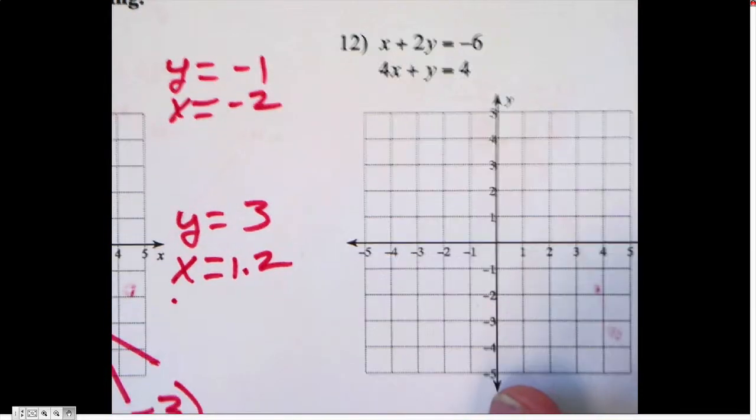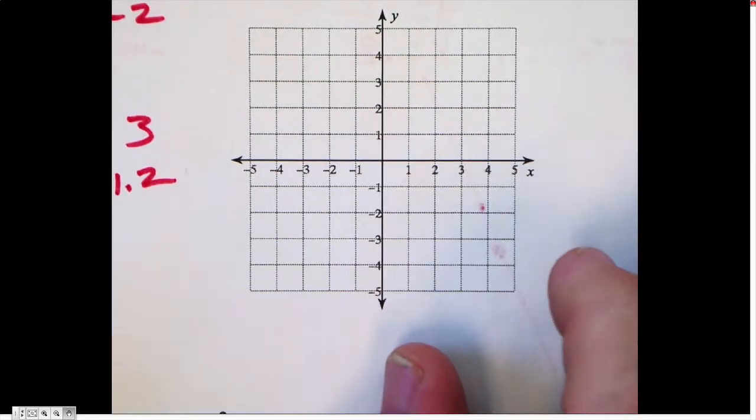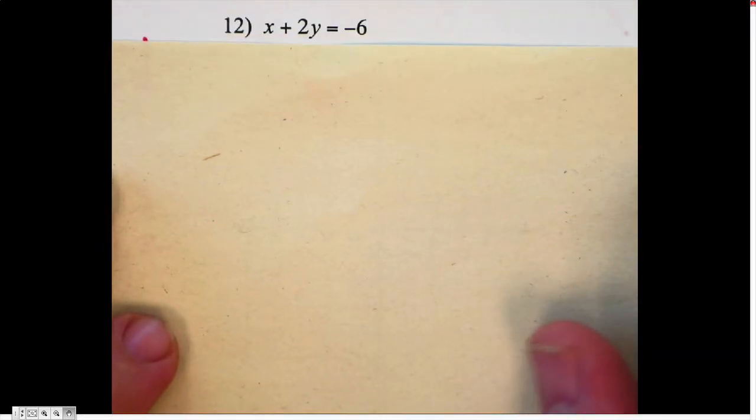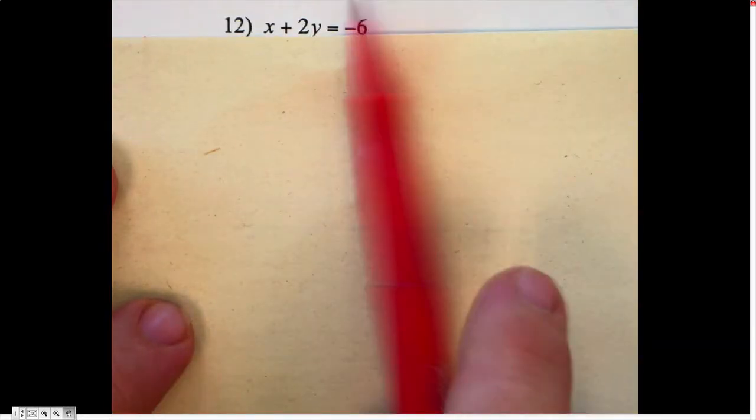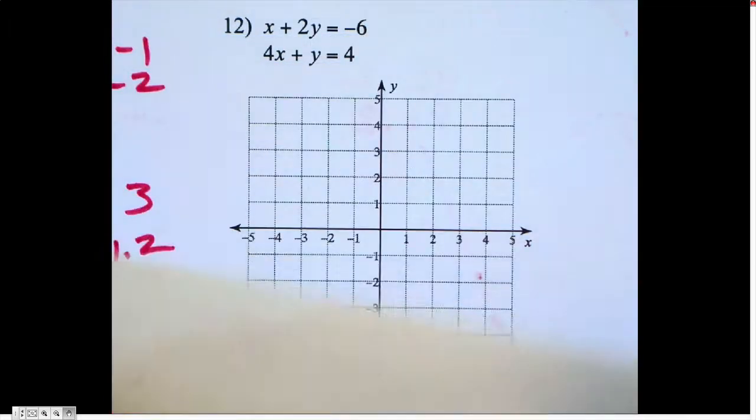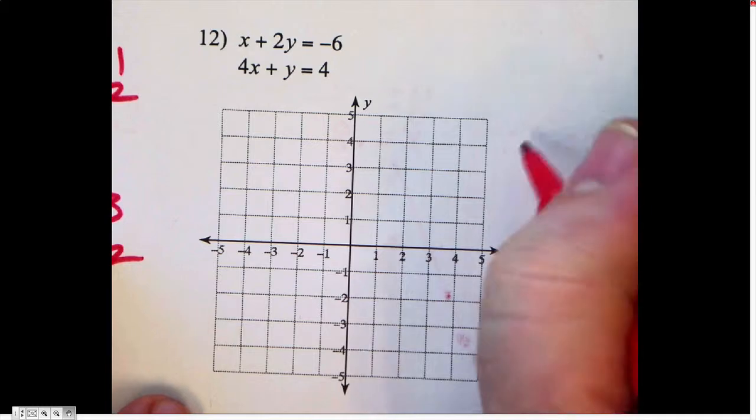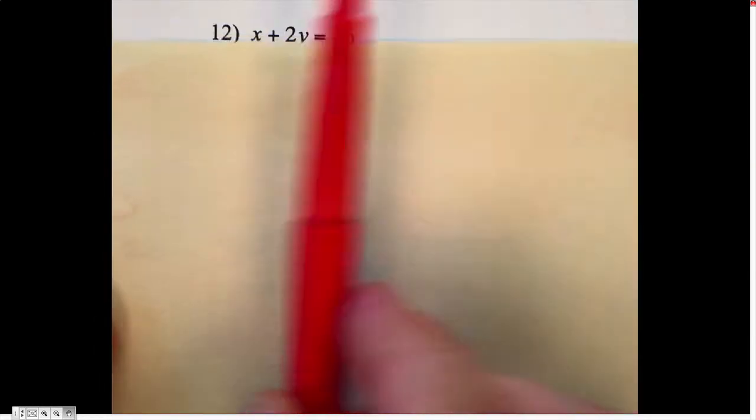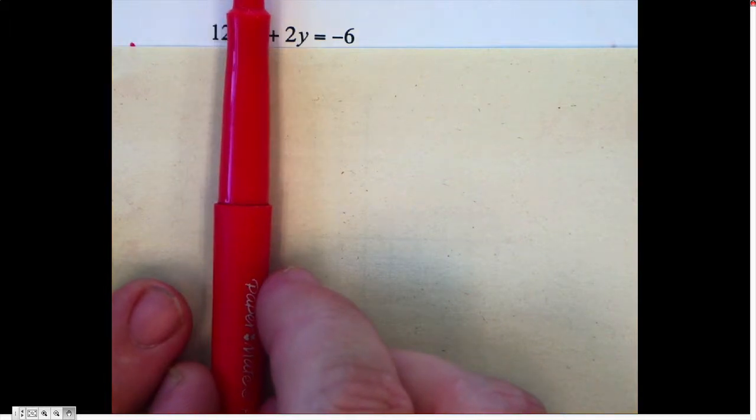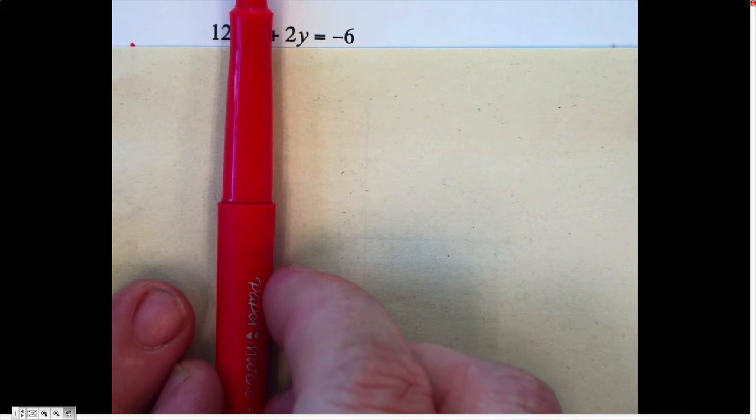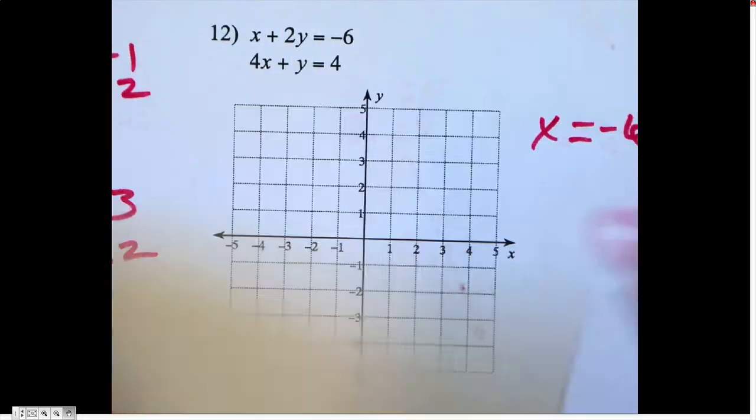Number 12. Okay, once again, don't try to solve it all at once. We're just going to start with that one. When we cover up the y, we see x equals negative 6. So our first line, x equals negative 6. And when we cover up the y, or excuse me, the x, we see that 2y equals negative 6. So when we divide by 2, we get y equals negative 3.